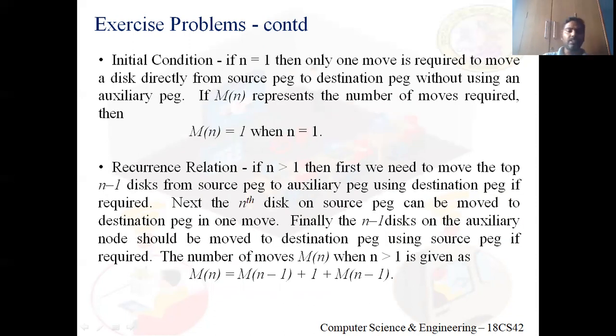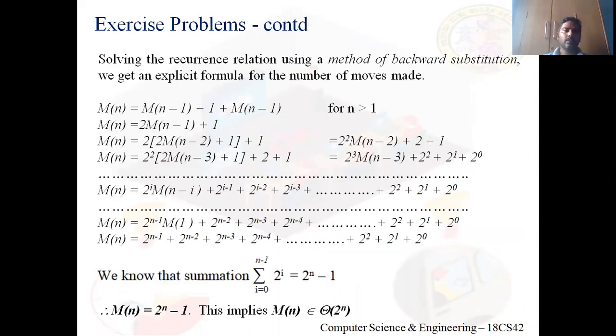So the recurrence relation for this is M of n equals M of n-1. What is the first M of n-1? To move the top n-1 disks from source to auxiliary. And plus one movement is for moving the bottommost disk from source to destination. And again, plus M of n-1, that is to move the remaining n-1 disks which are on auxiliary to destination. So now solve this recurrence relation.